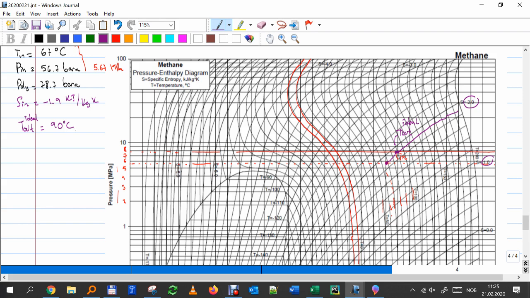Now, in reality, it's not an ideal process. In reality, I have all of these friction losses, irreversibilities, etc. So in reality, my trajectory might be something like that. My temperature will be much higher than the isentropic one. So this I call T out real. But before we do that, let's do one more thing.